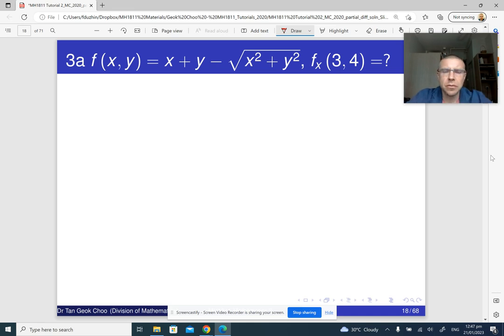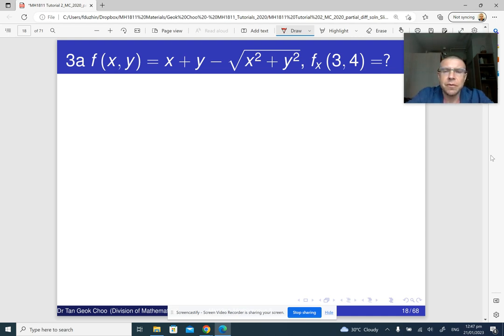All right, now problem 3 of tutorial 2. There are 5 parts here, but all of them are fairly straightforward, so I think I'll just record all of them in one chunk. Okay, so that's just a few partial derivatives to practice.